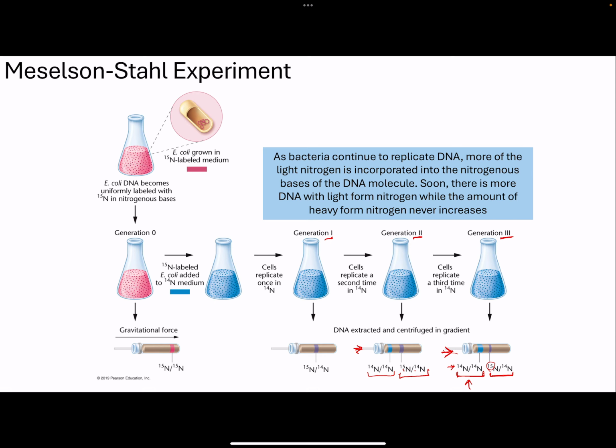Okay, so from this standpoint, we can rule out conservative DNA replication. Thinking about generation 2 and generation 3 together, we can start to think about whether dispersive or semi-conservative DNA replication is more likely.